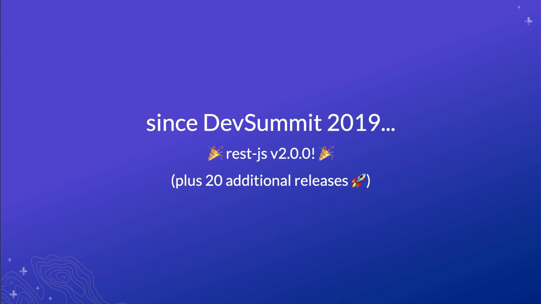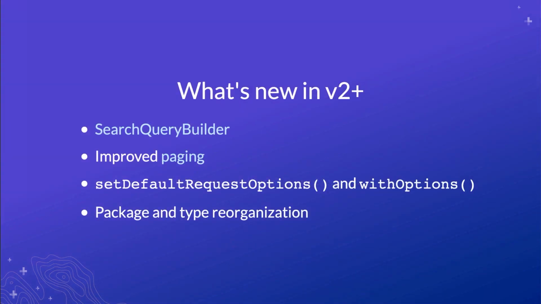Since the previous version of this talk in Dev Summit 2019, the library has been fairly actively developed. We've released a 2.0 version, and there have been 20 plus additional releases beyond that over the past year. So it's been pretty active. I'm going to go over a few things that have been added in version 2 and show some quick examples.